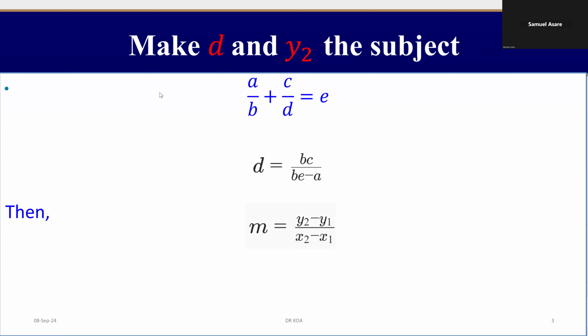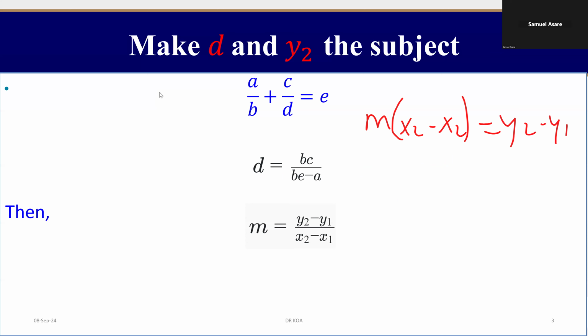Yeah, you multiply 2 by x2 minus x1. You cross multiply. That's what you're saying. Yes. The word is cross multiply. So you cross multiply. So you have m outside x2 minus x1. And then on the right-hand side, you have y2 minus y1.